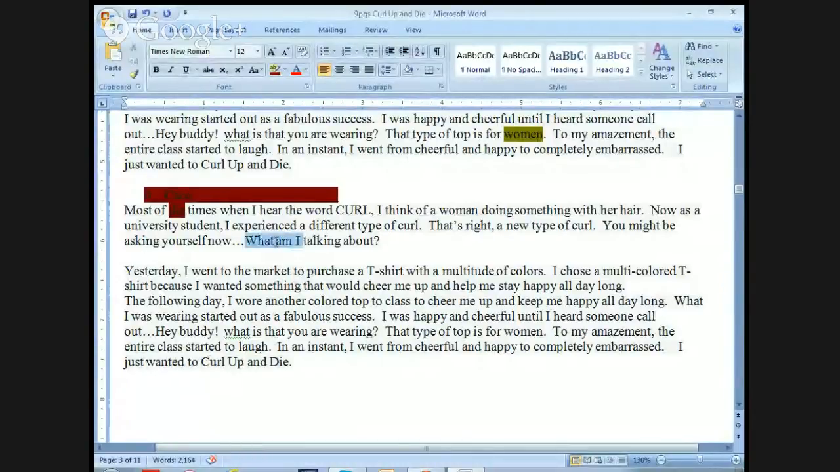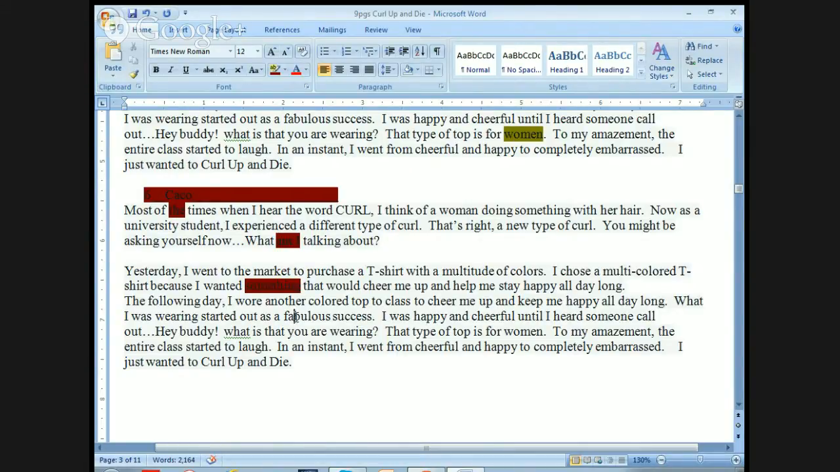Yesterday, I went to the market to purchase a t-shirt with a multitude of colors. I chose a multicolored t-shirt because I wanted something that would cheer me up and help me stay happy all day long. The following day, I wore another colored top to class to cheer me up and keep me happy all day long. What I was wearing started out as a fabulous success.